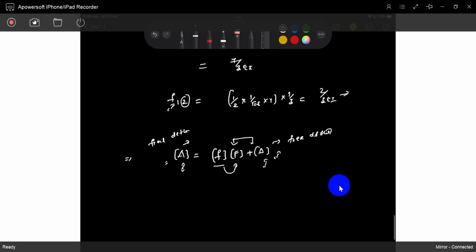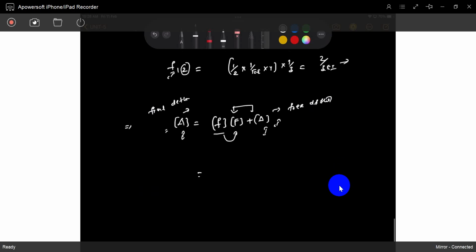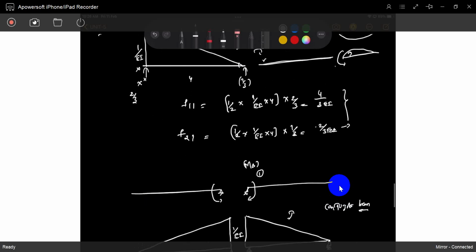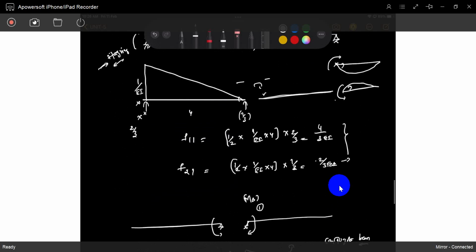Okay, now we can write down these values. What is F? The stiffness matrix is 4 by 3a, 2 by 3a, 2 by 3a, and 7 by 3a. The forces are M1, MA and MB, and the deflections. Now you can observe what direction we have taken for the deflections. Here we have taken hogging moments.